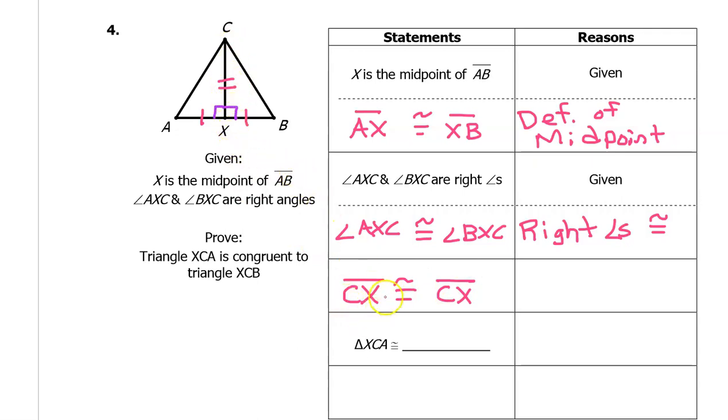And when you have this silly statement that's saying something is congruent to itself, like of course, the reason is going to be the reflexive property. You need to memorize this. So we are now ready to say that one triangle is congruent to the other triangle. Let's do the reason first.